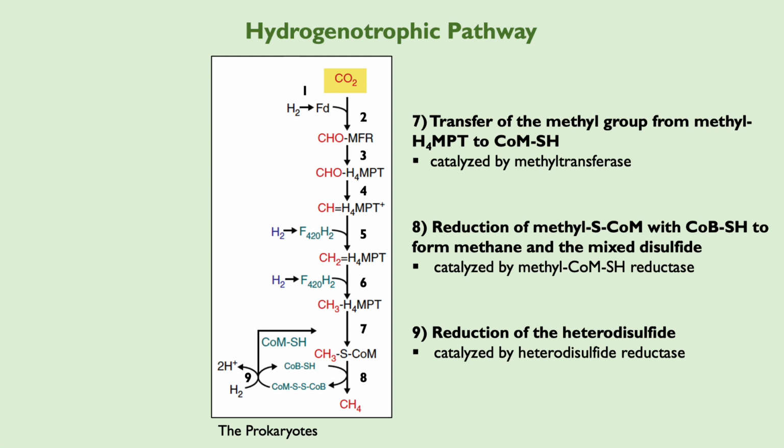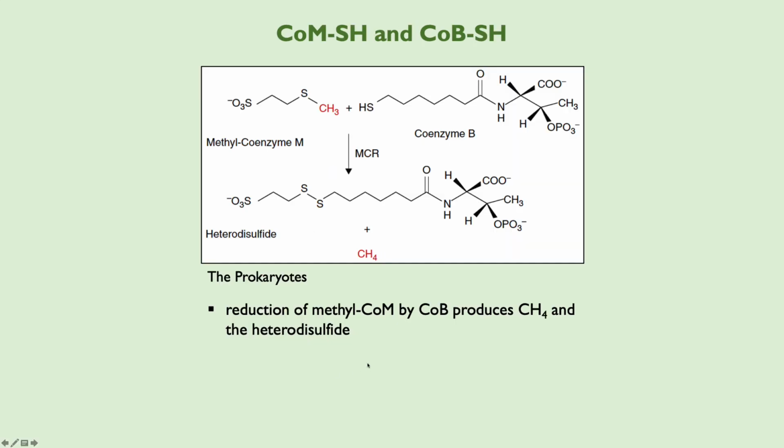So this is known as the hydrogenotrophic pathway. And we can look just a little bit at the chemical structure of these coenzyme M and coenzyme B as well. So importantly, here's methyl coenzyme M, here's our methyl group, as well as coenzyme B. Both of them contain a sulfhydryl or a thiol group. And so we have reduction of coenzyme M by coenzyme B, forming this mixed disulfide here, as well as methane, which is the product of this hydrogenotrophic pathway.